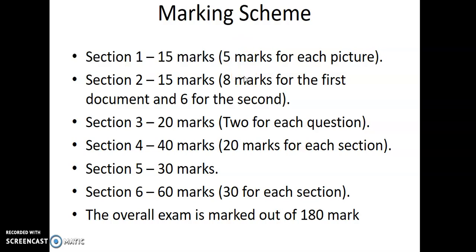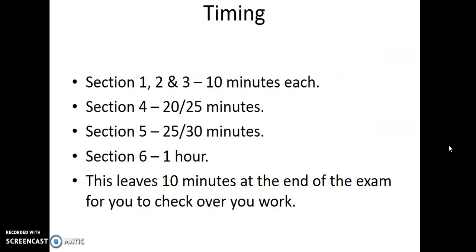Section 3 then is 20 marks. Okay, so it's 2 for each question. So again, 10 by 2 is 20. Section 4 is 40 marks broken down into 2 20-mark people in history answers. Section 5, that long question, is 30 marks, and section 6 is 60 marks. So you get, again, 30 marks for each of the 2 sections that you'll do, and that makes the overall exam out of 180 marks.